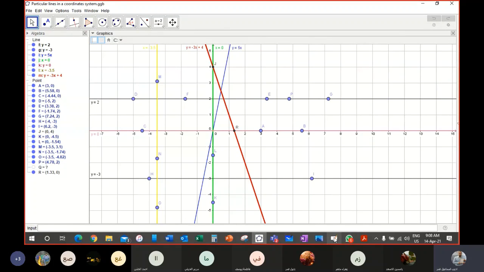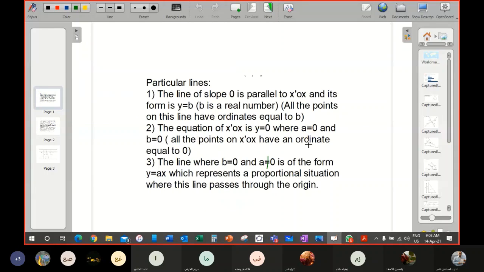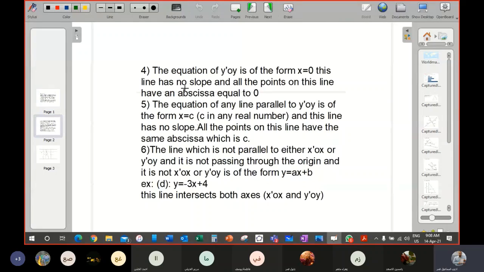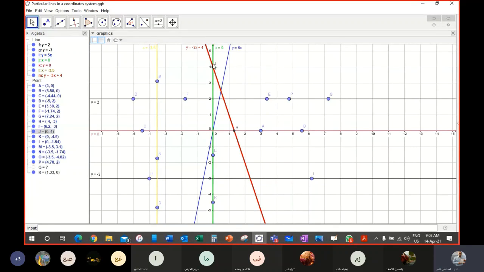Another form of a line: the equation of y prime y is of the form x equals 0. This line has no slope. Pay attention to this. All the points on this line have an abscissa equal to 0. Look at this green line. It is the y prime y axis, and its equation is x equals 0.